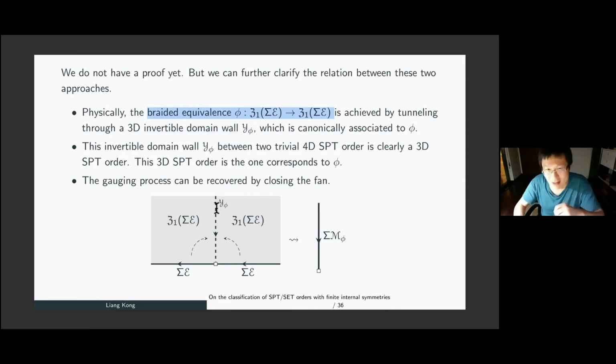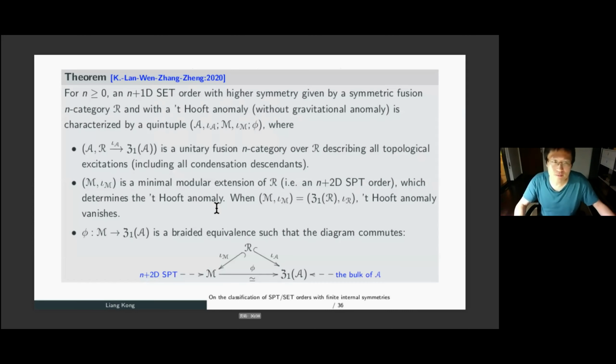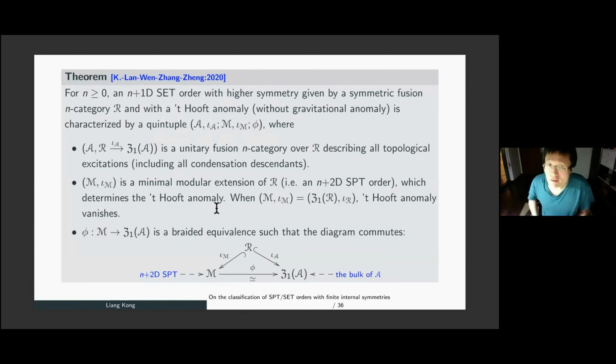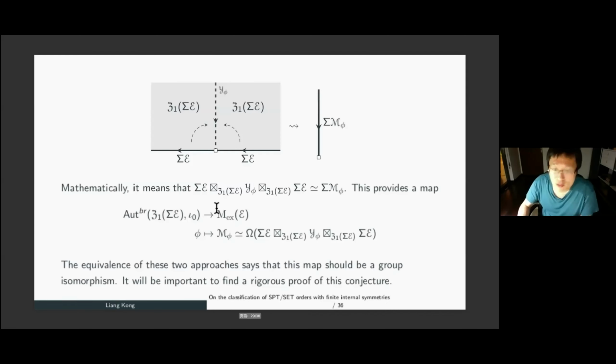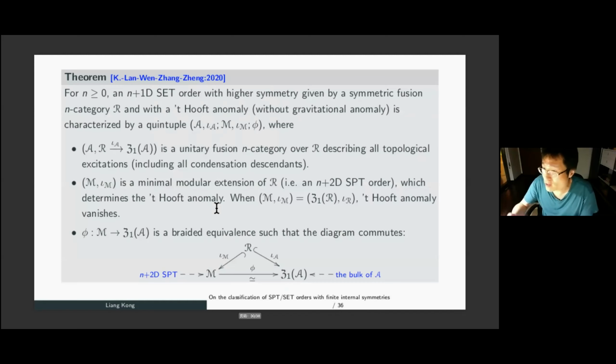I'll skip some detail of the gauging process for the time. All right, then let's see what time I have. Okay, a few minutes. Maybe I can finish the talk, then we can take more questions.